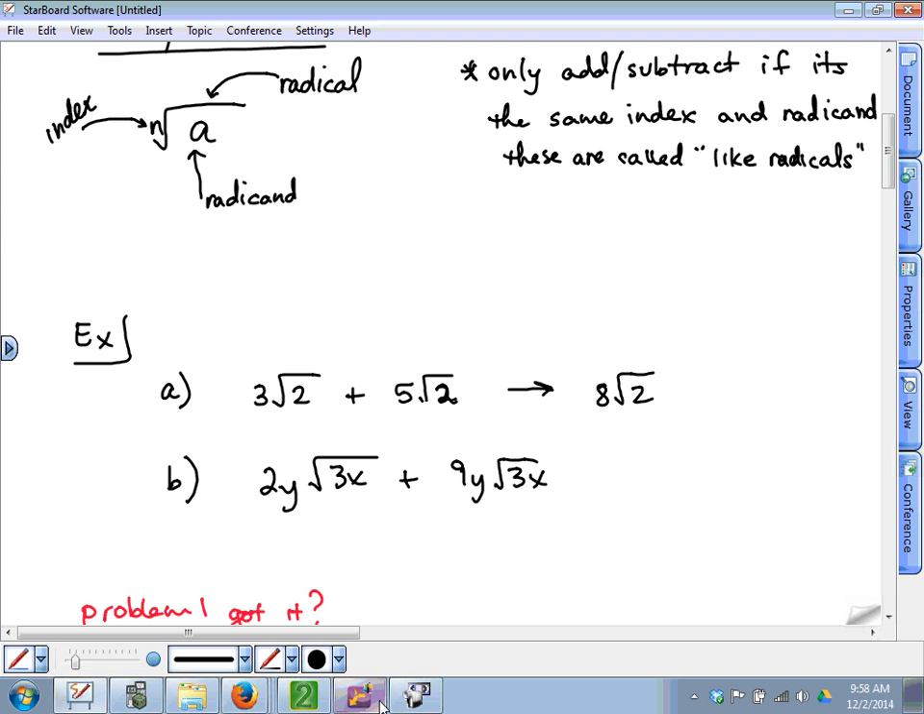So 2y square roots of 3x plus 9y square roots of 3x. First of all, can they even be added? Same index, and they have the same radicand. So what do we get? 11y, don't be shy, square root of 3x. Man, math is so easy.